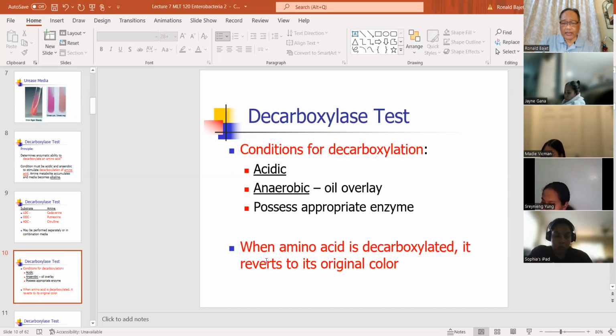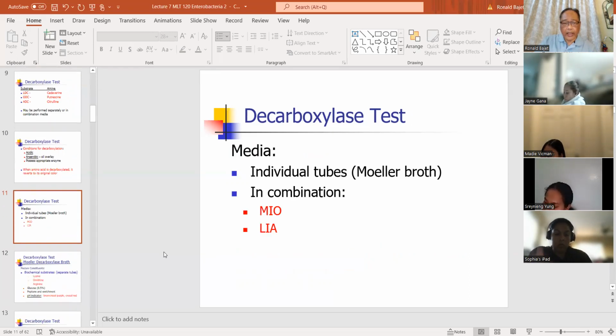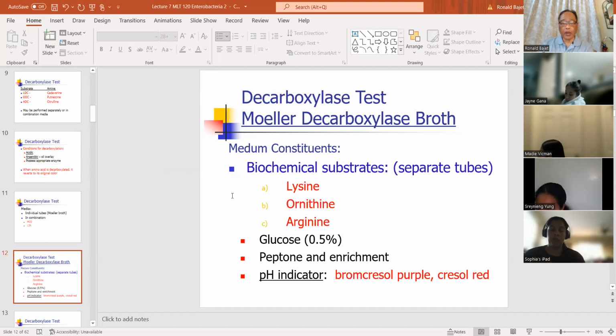When the amino acid is decarboxylated, it reverts to its original color. Okay, so combination tubes. There's a tube called the MIO, which stands for Motility-Indole-Ornithine, which means on this one tube you can perform three tests: the motility test, the indole test, and the ornithine decarboxylase test. The LIA is another combination tube that we're not going to use. It's lysine iron agar. But on the MIO tube, going back to the amino acids: lysine, ornithine, and arginine.